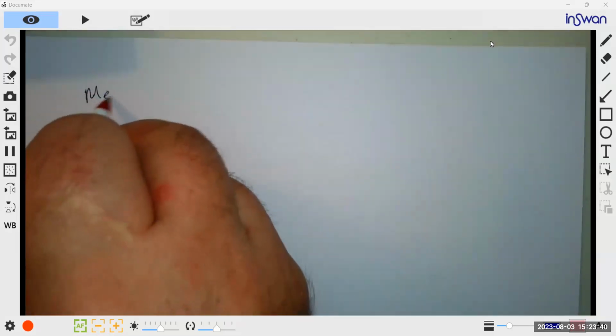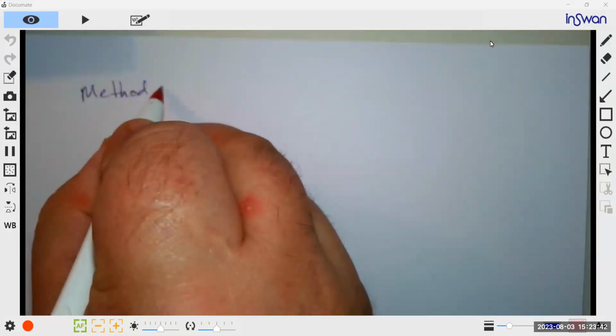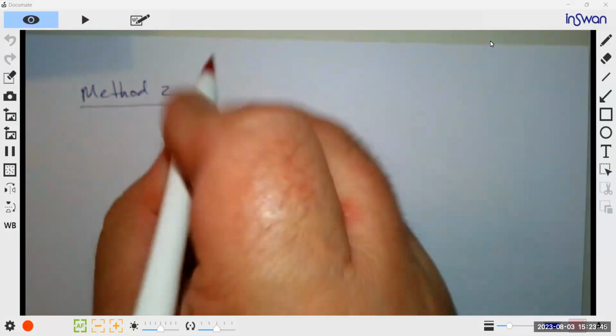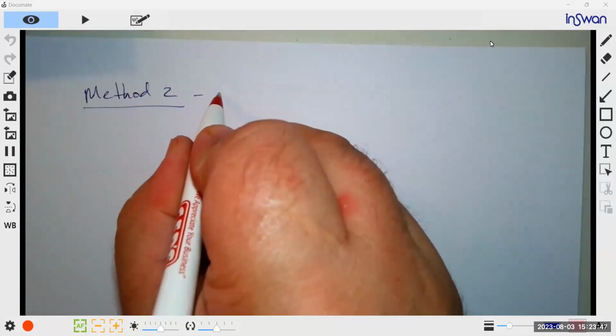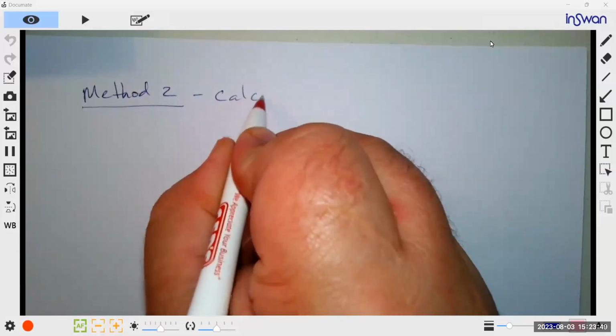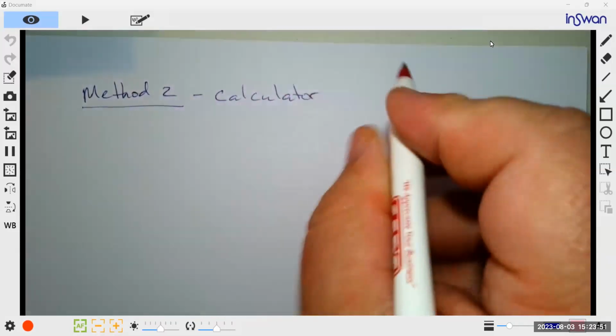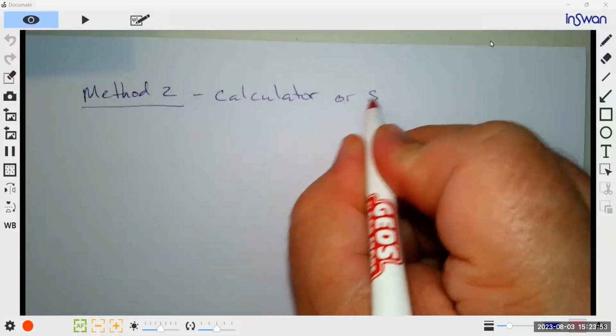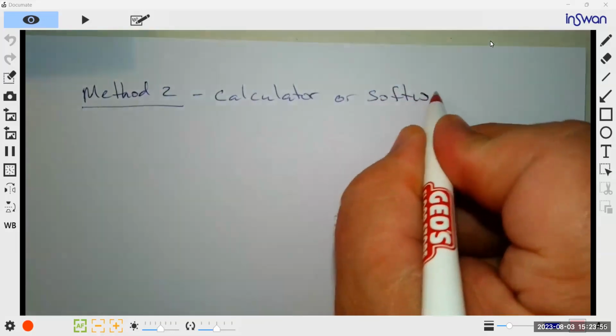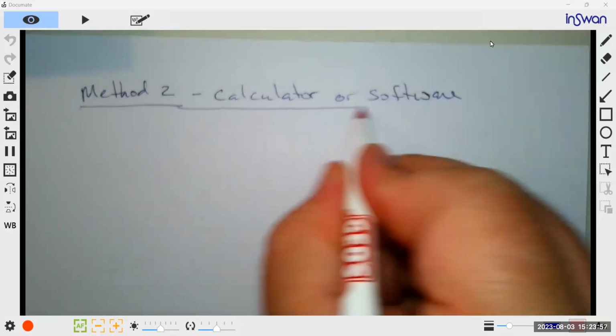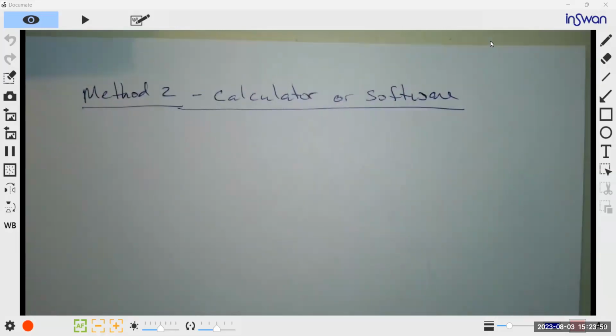Look at method 2. Calculator or software like Excel. You could use Excel for that also.